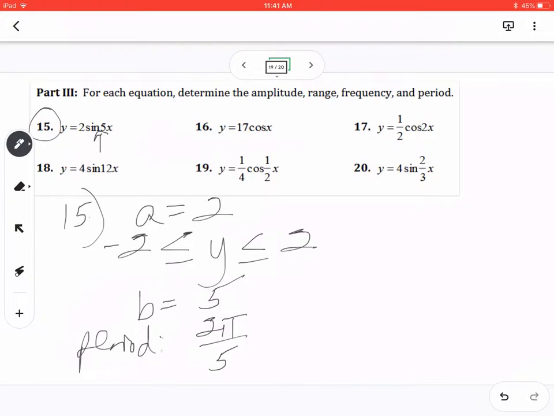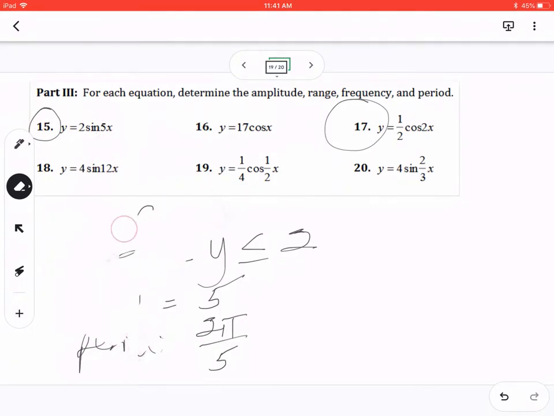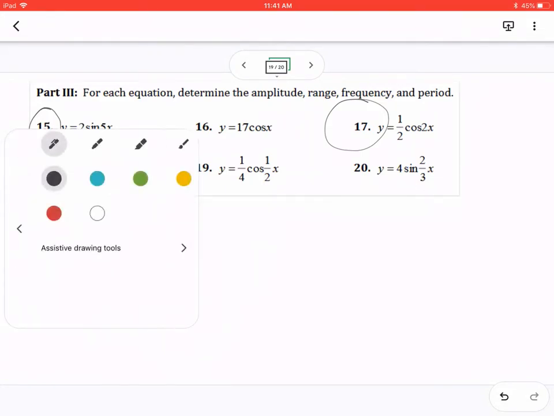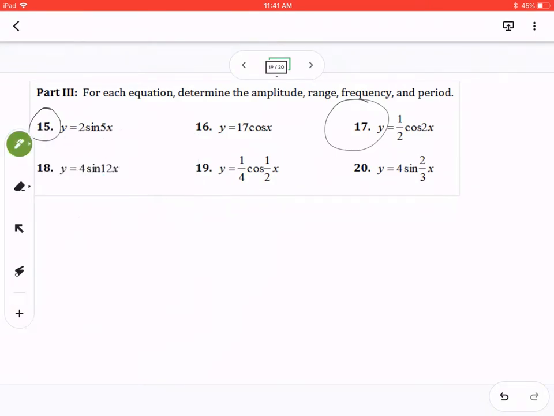And I'll show you another one. I'll use number 17. Same question, new equation. In 17, our amplitude, the a value, is 1/2, since it's the number in front of the cosine function. Our frequency is the number in front of x, so it's 2.